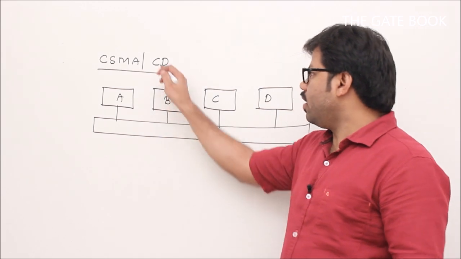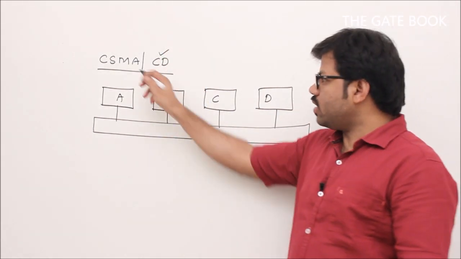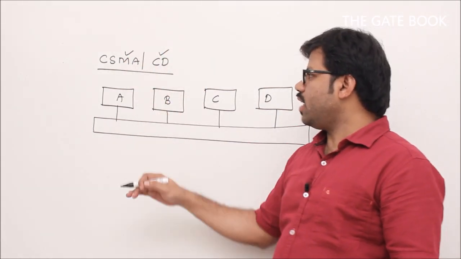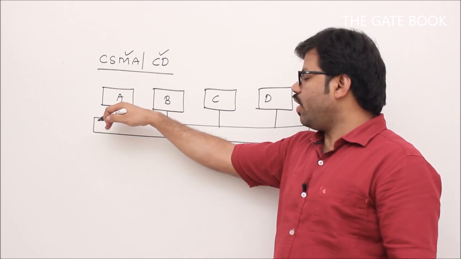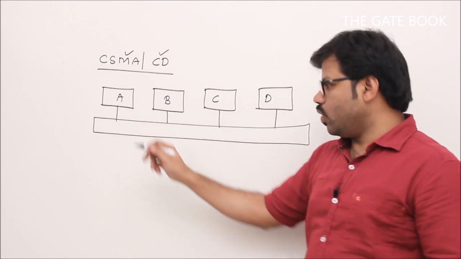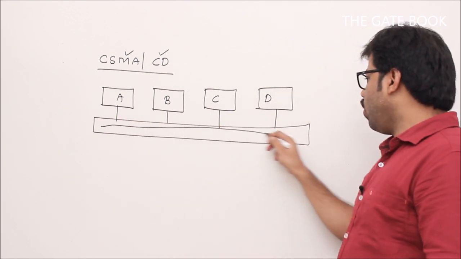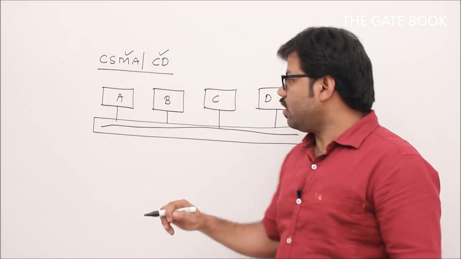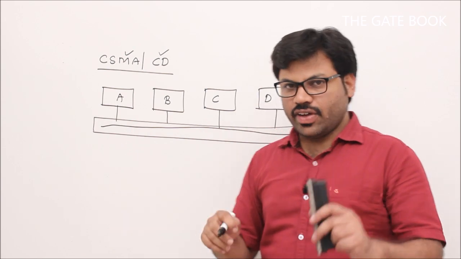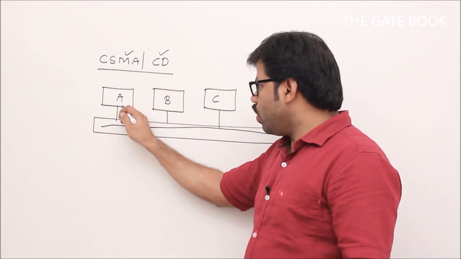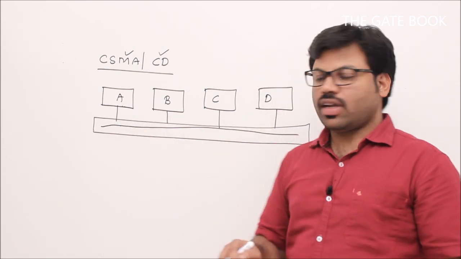Okay. Now let me add collision detection. So you know what is CSMA, right? CSMA is nothing but the capability of every station sensing the channel. We know that. Now we will see how collision can be detected. For that we are going to have extra hardware. That hardware is going to detect the collision. For that, what are the things we have to do?